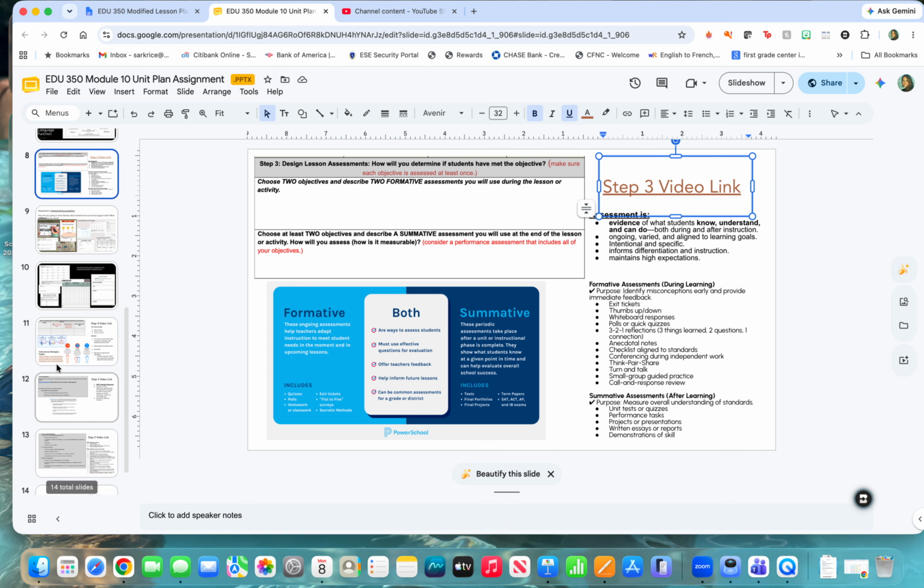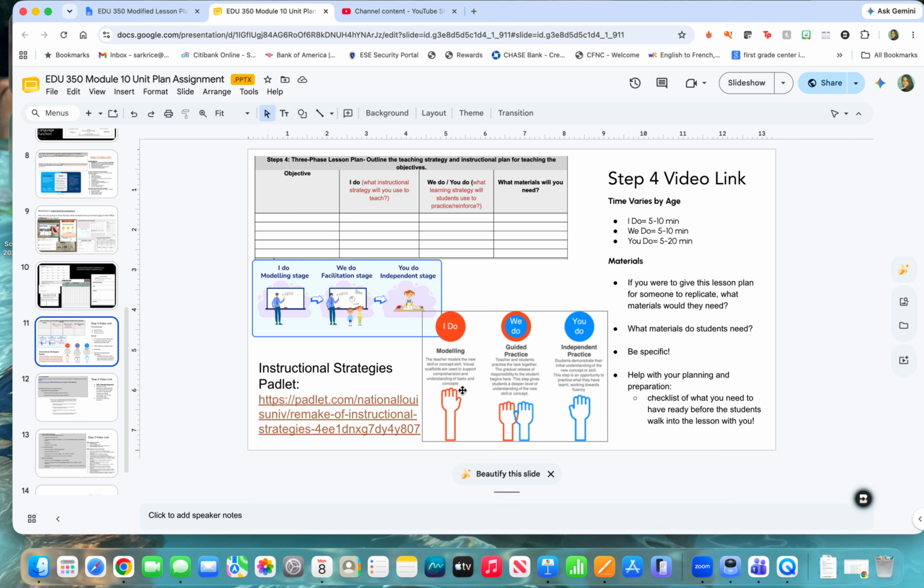Just a reminder, the I do is the modeling phase, the we do is the guided practice, and the you do is independent. When you think about how you do your I do, we do, you want to think about the time frame. Depending on the age, for preschool it's the lower end. For 5th, 6th grade, it's the higher end.